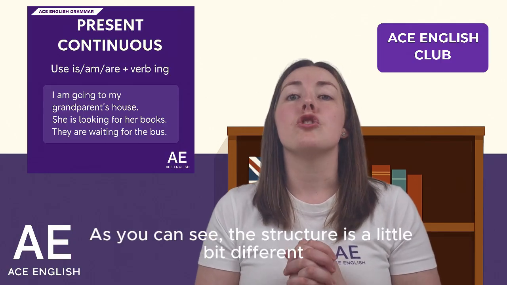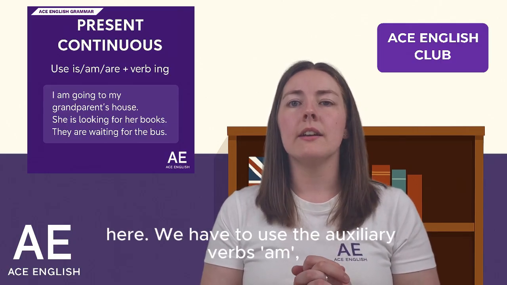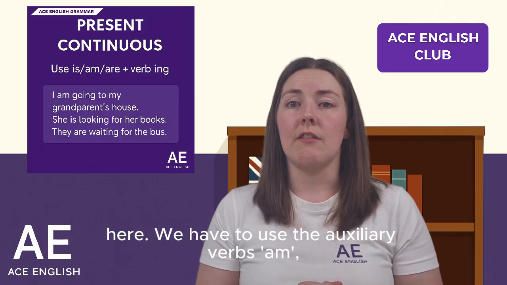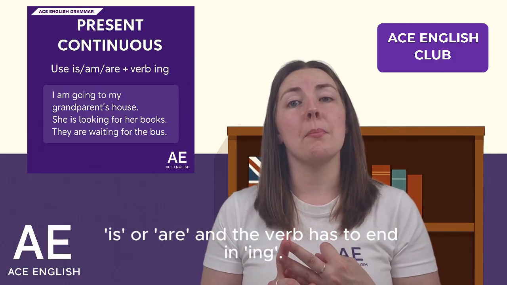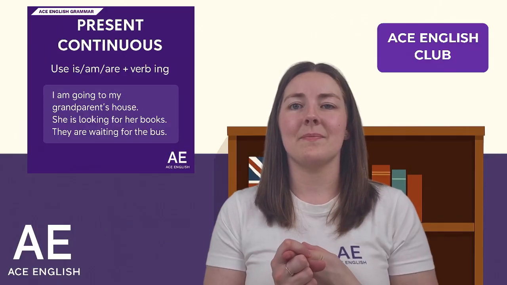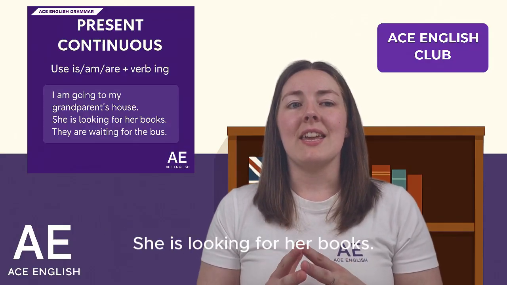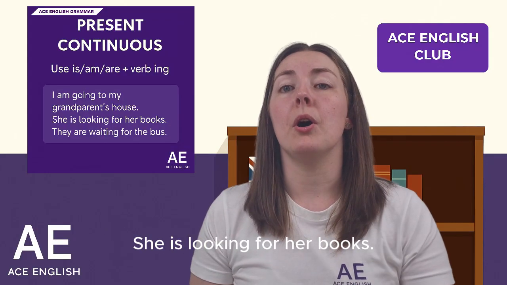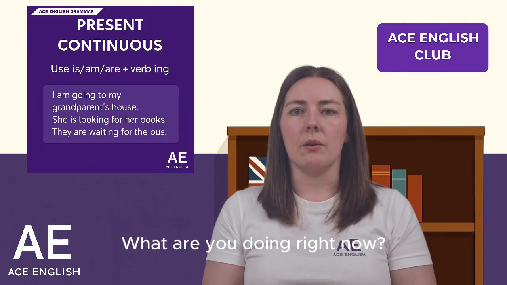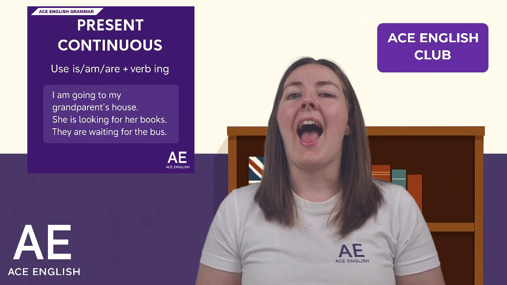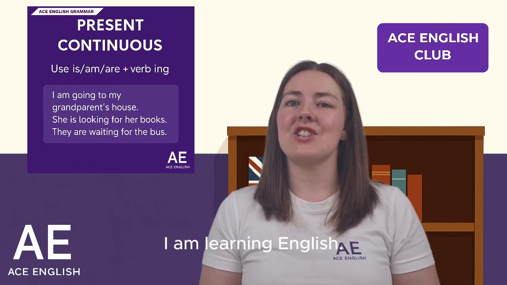As you can see, the structure is a little bit different here. We have to use the auxiliary verbs am, is or are, and the verb has to end in ing. She is looking for her books. What are you doing right now? I am learning English.